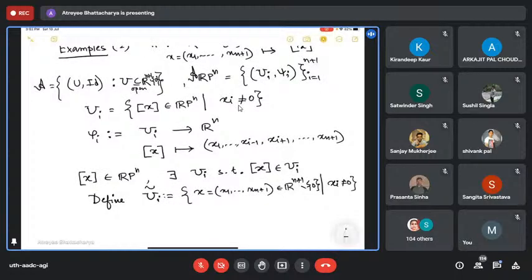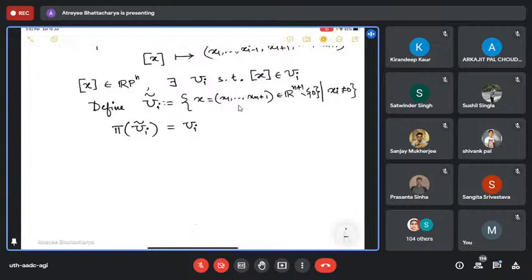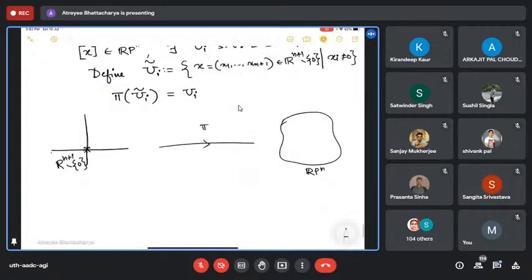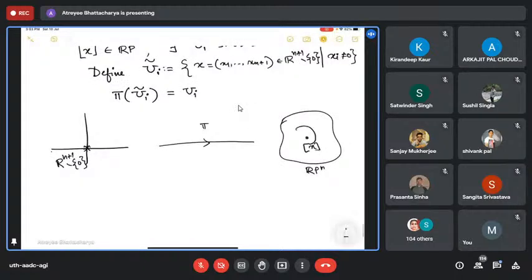Okay. So now pi of Ui tilde is actually equal to Ui. So now we have this diagram. We have this punctured Euclidean space Rn plus 1, only the origin is taken away. I have this, which is now, so I will just write it like that. So here I have this open set Ui tilde.